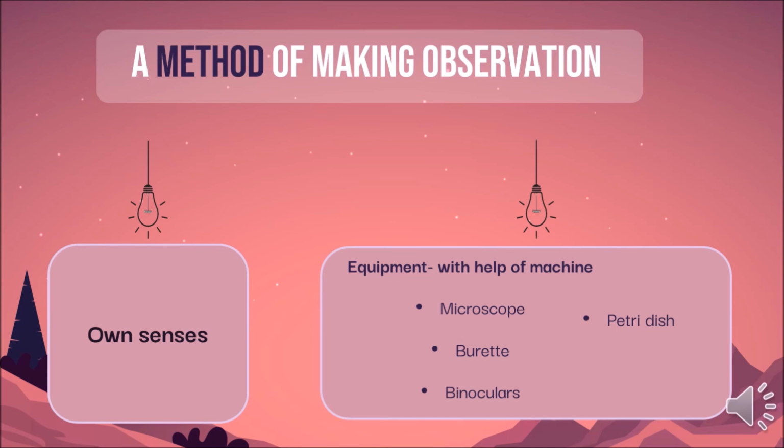The second is the burette. For example, if we need to do a titration, the EDTA solution will be placed in the burette. The next one is binoculars. Binoculars are used to see far objects. And lastly, the petri dish. A petri dish is a small dish in which organisms can be placed for observation.